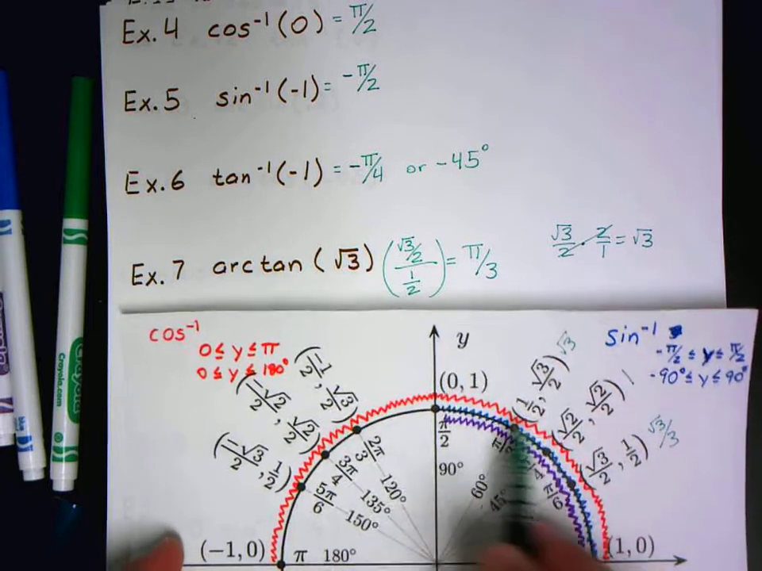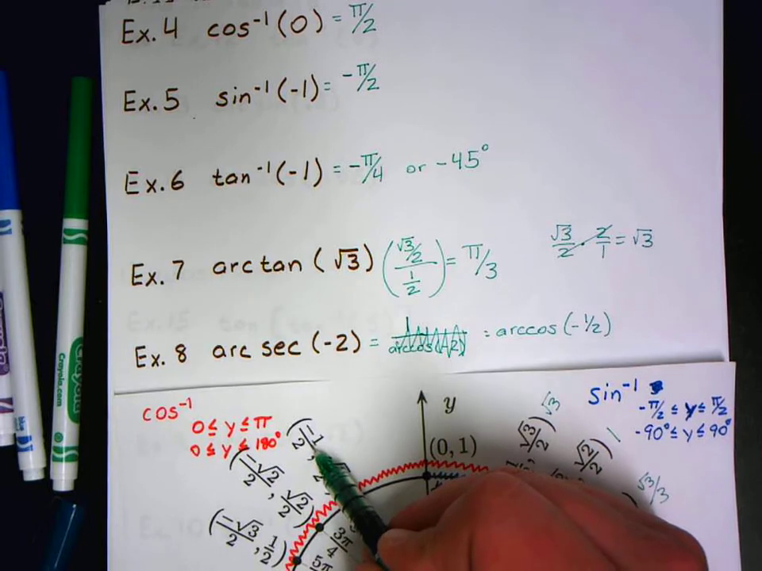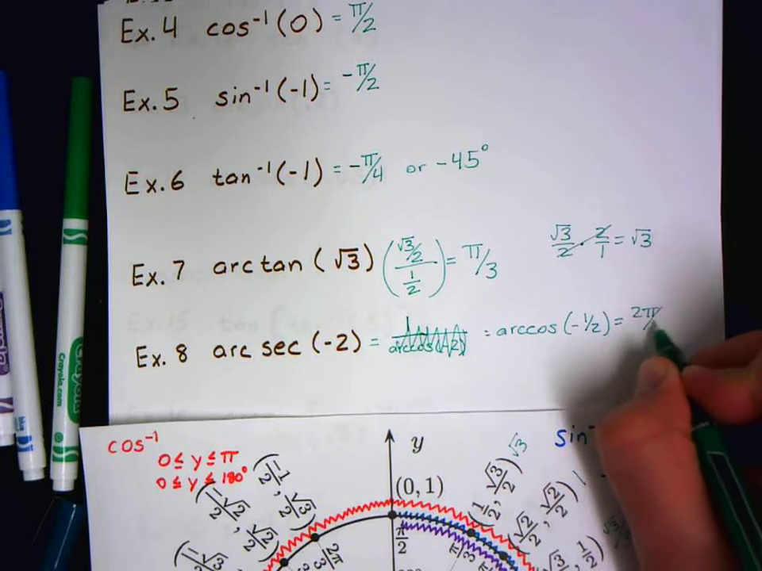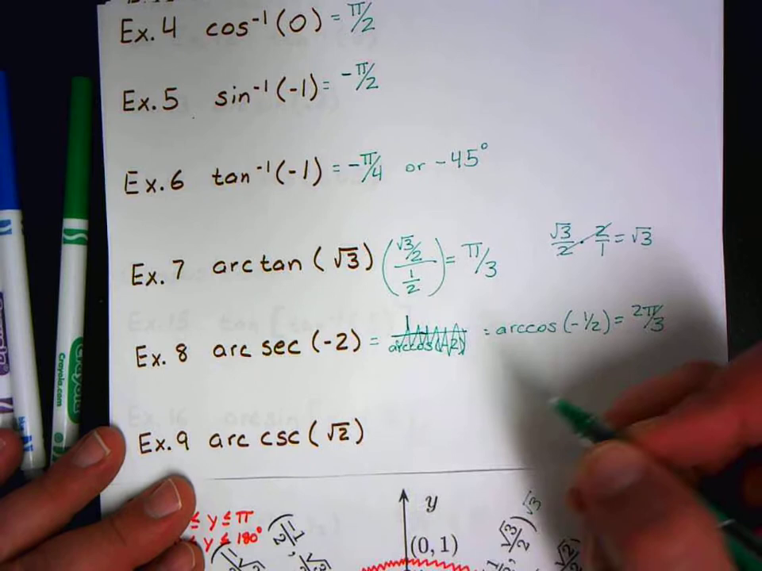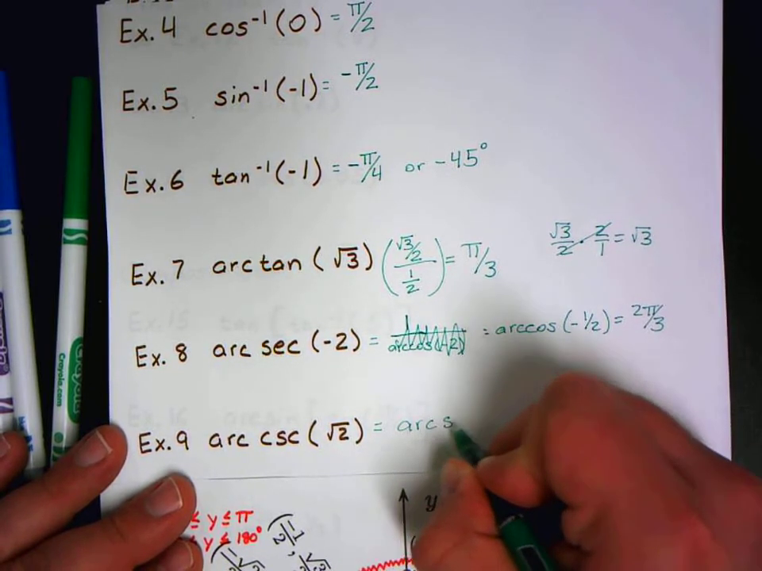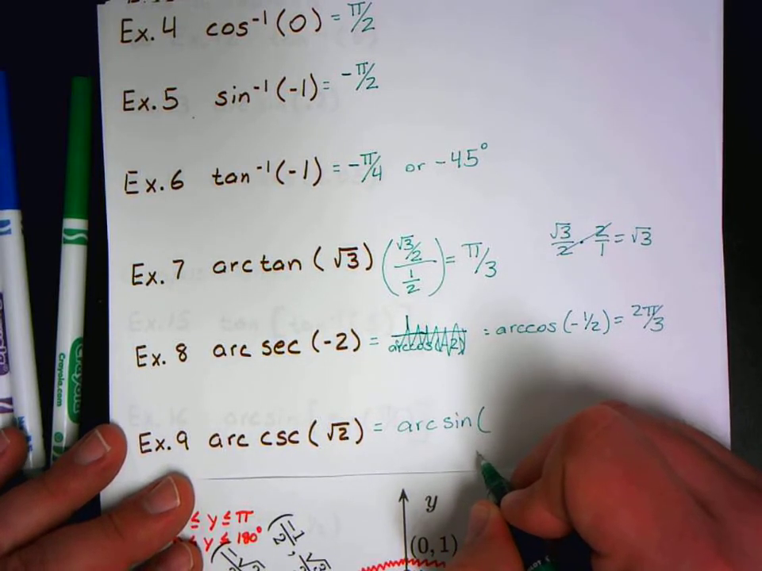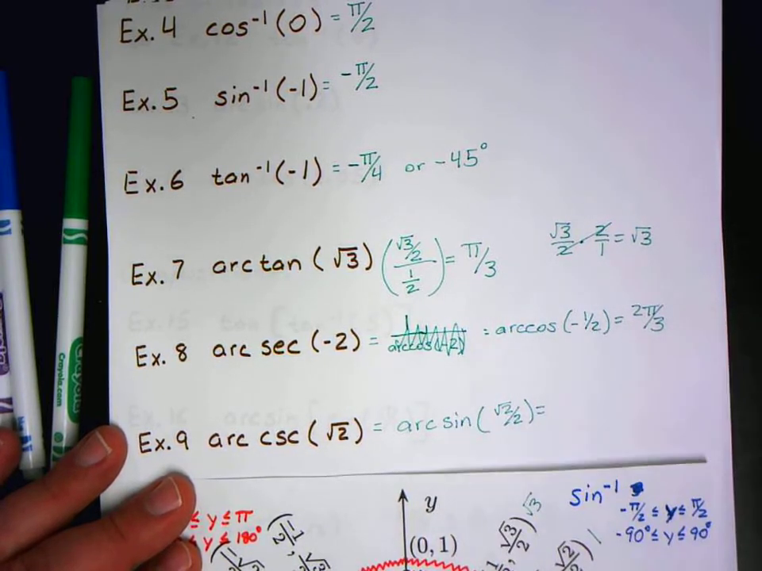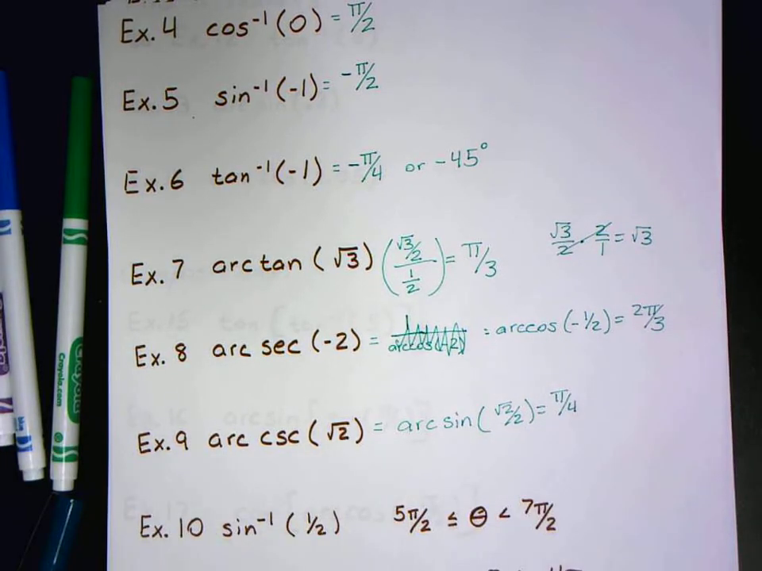Yeah. So I'm doing cosine. So go to the red area. So it's right here. So I get 120 or 2 pi over 3. So arc cosecant of square root of 2, what would that be? That'd be arc sine of 1 divided by square root of 2, which is what? Square root of 2 over 2. Yep, which is 45 degrees, or pi over 4.